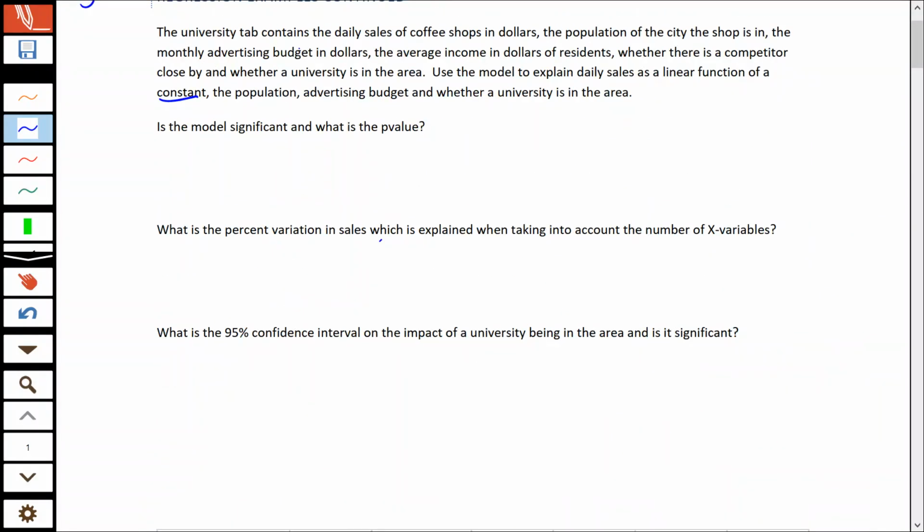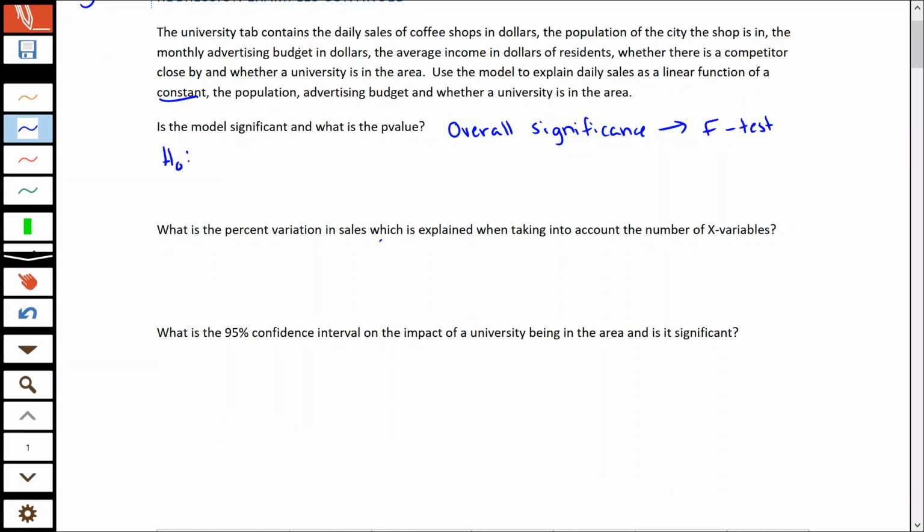And so let's take a look at the actual questions that were being asked here then. So the first question asks us, is the model significant and what is the p-value? So anytime we're talking about the model being significant or overall significance, we're talking about the f-test. So different than our f-test for determining whether variances are equal or unequal, the f-test in our regression is that test to see whether all the coefficients are 0 or at least one of them is not, right?